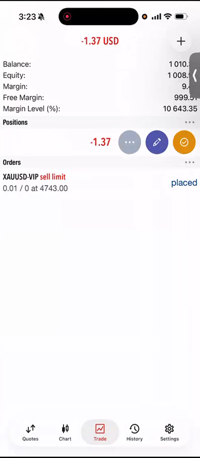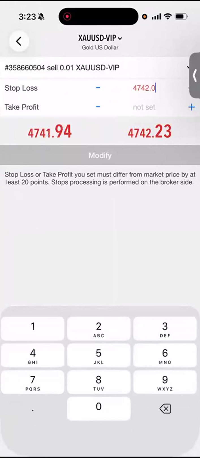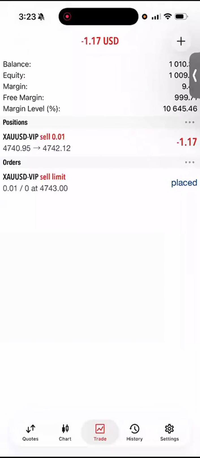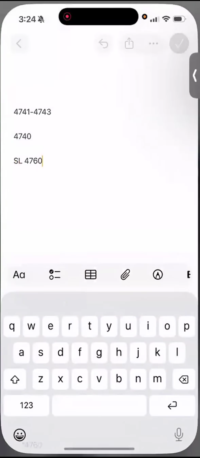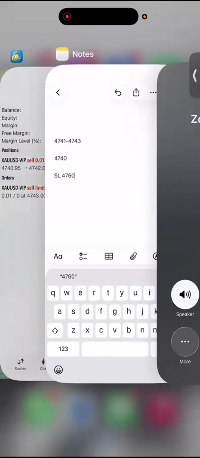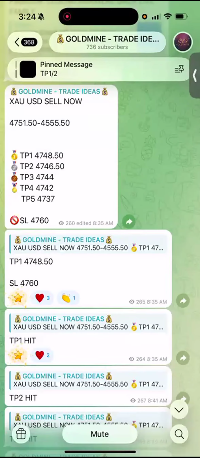Now, don't forget, I will still have to put my stop loss at 4760 and my take profit at 4740. Don't worry, we are coming to the part of risk management, which is very, very important. It is more important for me than this. So, guys, this is how to take a trade. The only thing you are doing is copying what they've given to you. They've given you the SL and the TP.